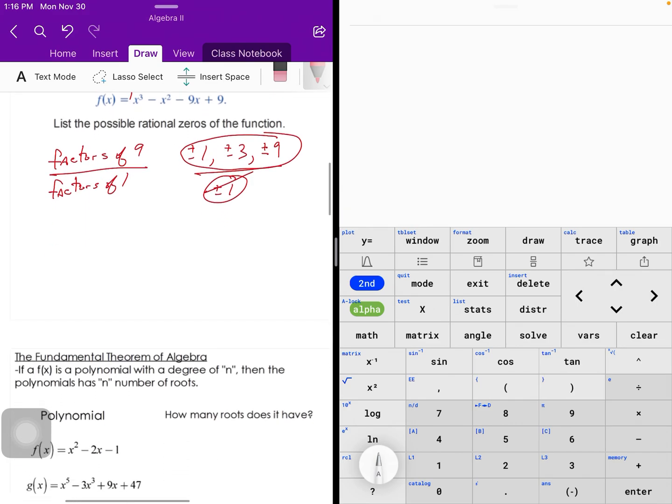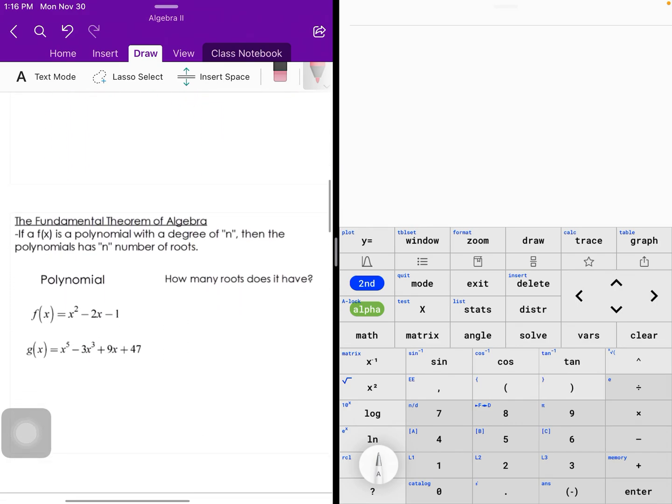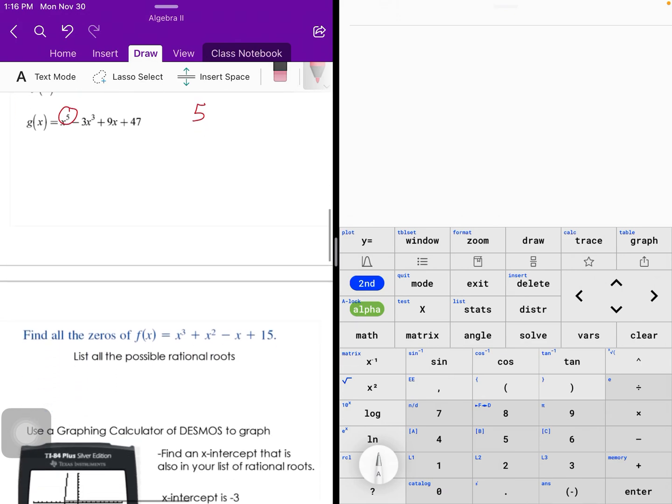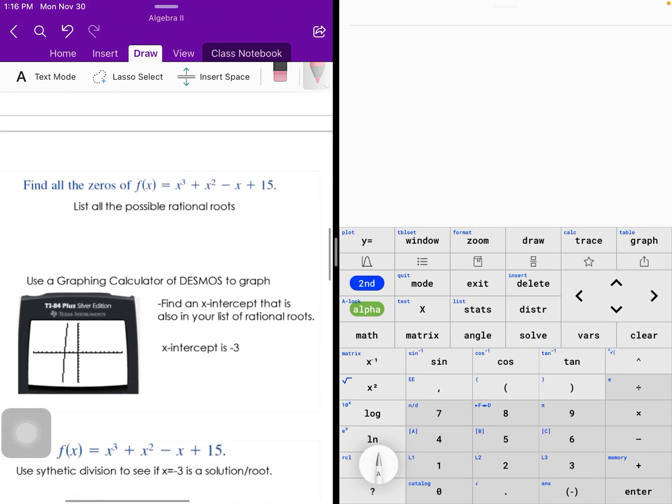Now, we've talked about the fundamental theorem of algebra. Basically, it's saying that the exponent tells you how many solutions there are. So it should have 2 solutions or 2 roots. This is a 5th degree polynomial, so it should have 5 solutions or 5 roots. And I'm going to show you how we're going to find all those possible roots.